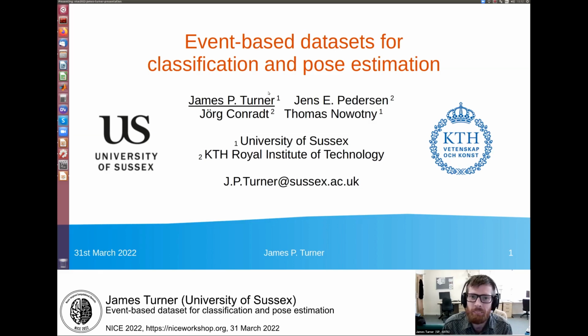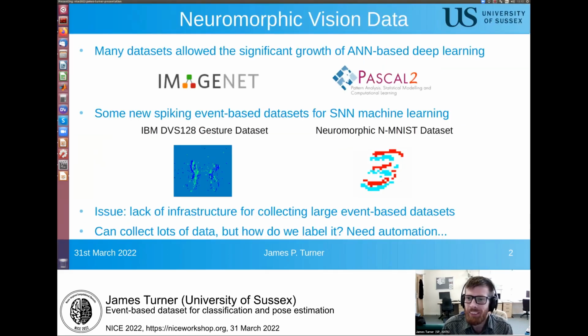Here I'll be talking about a method for collecting event-based datasets for pose estimation. Arguably, one of the reasons artificial neural networks have been so successful is that they've had access to a lot of very good data sources and a lot of data. For example, ImageNet, a collection of 1 million+ images for classification, and the Pascal VOC dataset for segmentation. But there are relatively fewer key datasets for spiking.